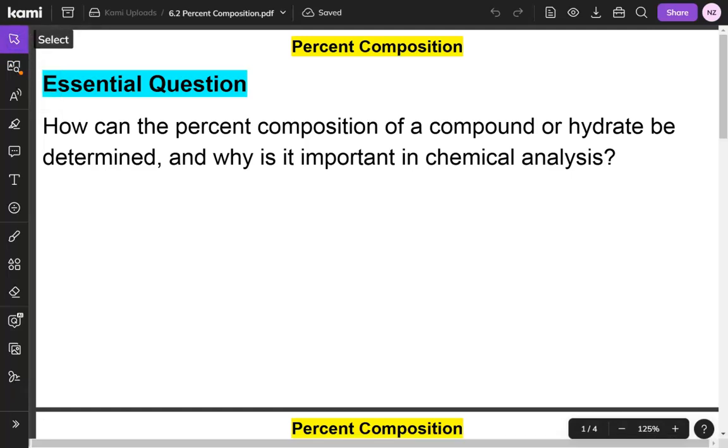In this video, we're going to go through percent composition. The essential question that we're going to answer is how can the percent composition of a compound or hydrate be determined, and why is it important for chemical analysis?